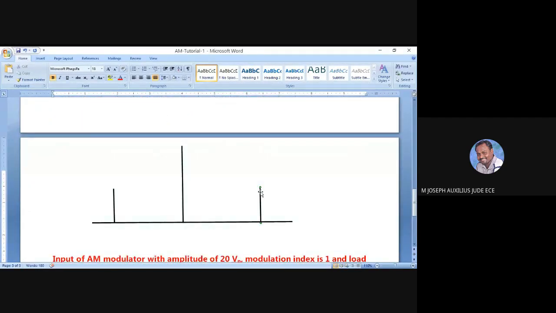Roll number 23. You have to answer this one. So what is the lower sideband frequency? Hello, madam. Hello, roll number 23. Hello. So what is the lower sideband frequency?